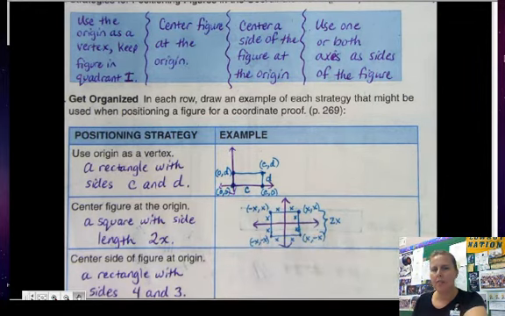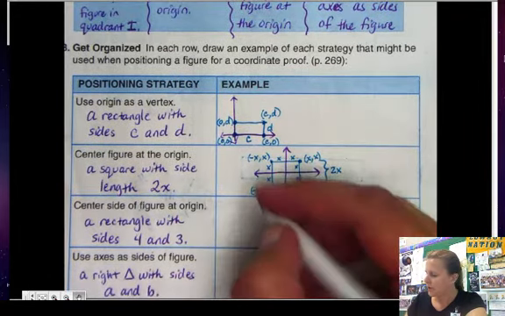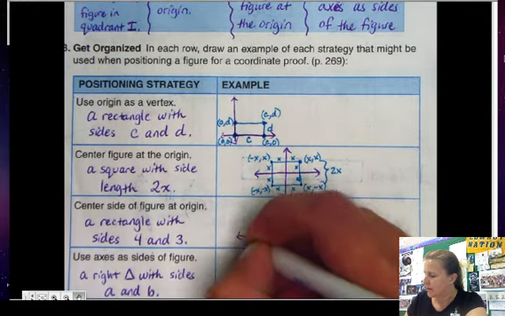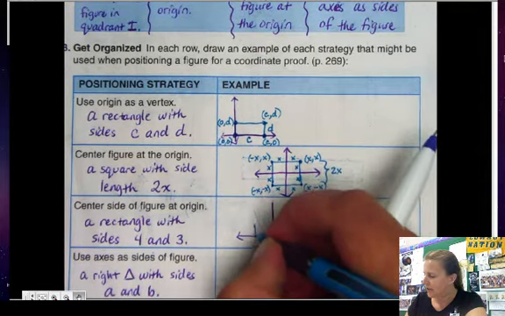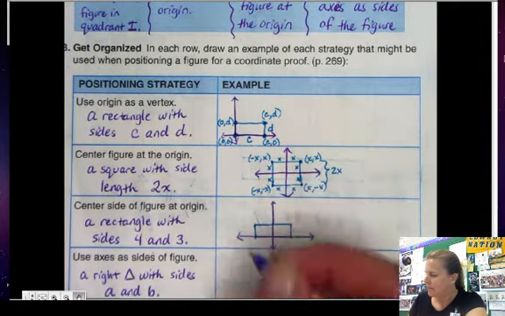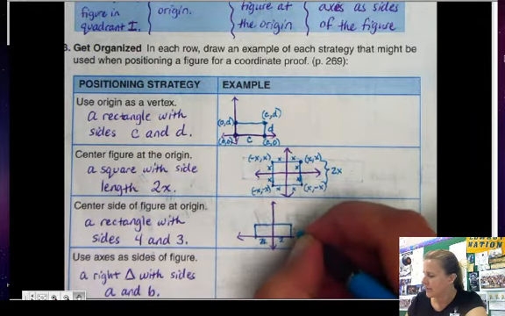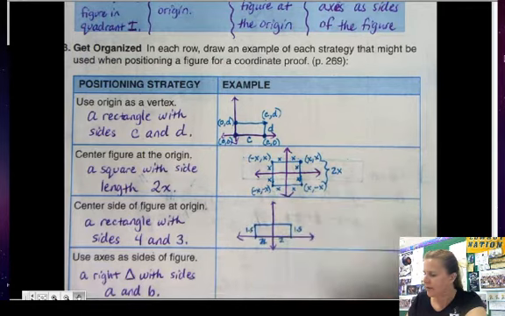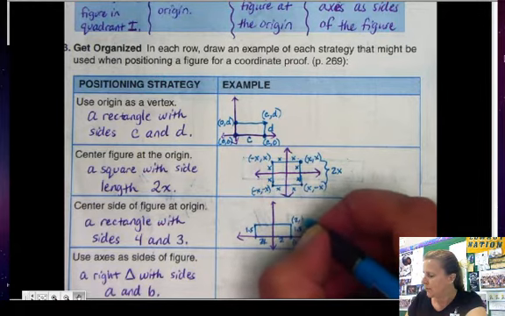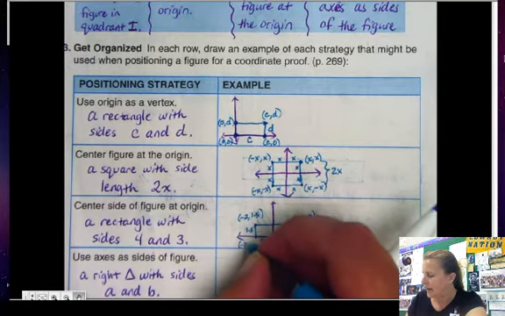Okay? If we are going to center a side of the figure at the origin, you could have it something like this. And I just did actual numbers for this one, where I have 4 and 3. So this is 2 and 2, and this is 1.5 and 1.5, so then my points would be 2, 0; 2, 1.5; this one over here would be negative 2, 1.5; and negative 2, 0.